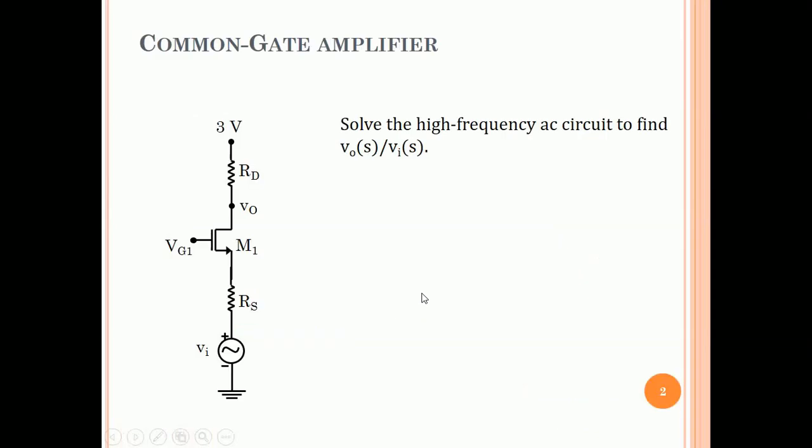So let's begin with the common gate. This is the simplest common gate configuration. Actually it's not the simplest because I have added an RS. Without RS it is far too simple, so this is a little more realistic. In fact, when we did the low frequency small signal analysis of the common gate, I had not put RS, but now I have added RS. So let us find the VO over VI at high frequencies for this common gate configuration.